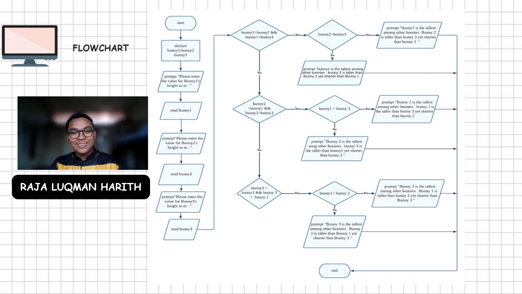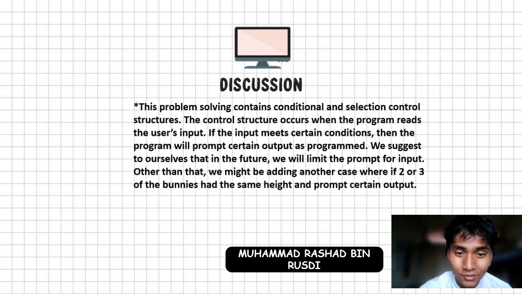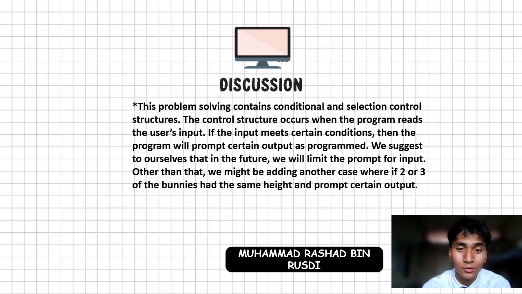So we will go to the discussion. This is the discussion for problem 3. This problem solving contains conditional and selection control structures. The control structures occur when the program reads the user's input. If the input meets certain conditions, then the program will prompt certain output as programmed.